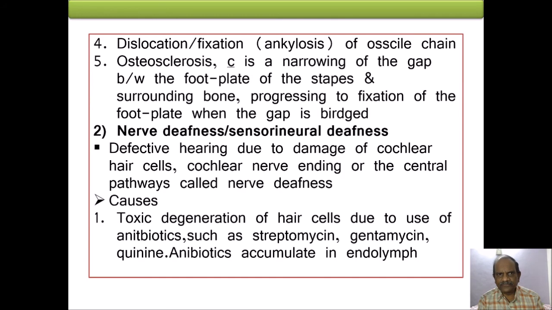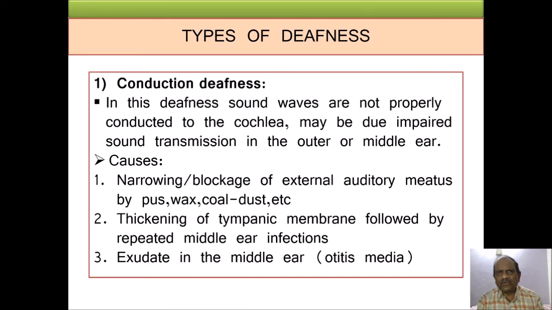The last part which I would like to mention, just for your information, is the types of deafness: conduction deafness and nerve deafness. In conduction deafness, sound waves are not properly conducted to the cochlea, maybe due to impaired sound transmission in the outer or middle ear.